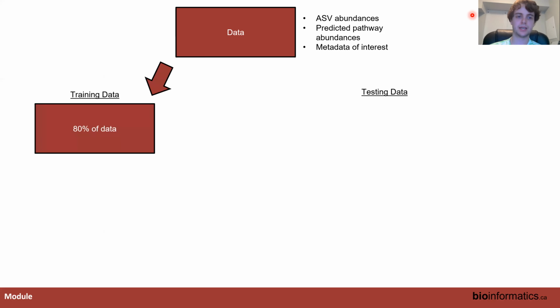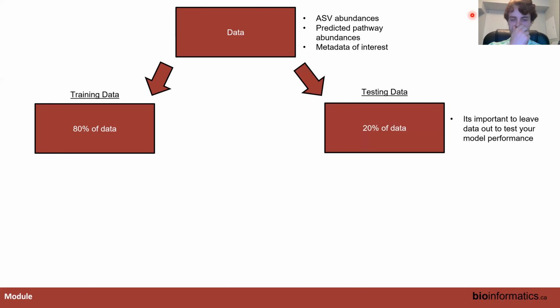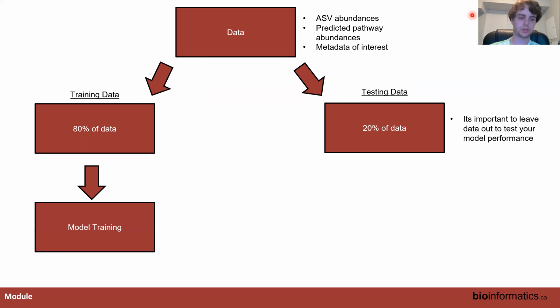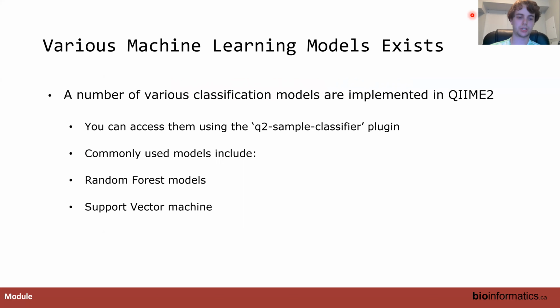You then take this data and you split it between a training data set and a testing data set. In general, the training data set will comprise the majority of your data, generally around 80% of it, and will be used for model training, whereas the testing data set will comprise about 20%. And it's important to leave out a testing set as you need to use this testing set to validate the model performance. So how well your model might perform in the real world when it's tested on data that it's never seen before. So using the training data, you would train some sort of machine learning model.